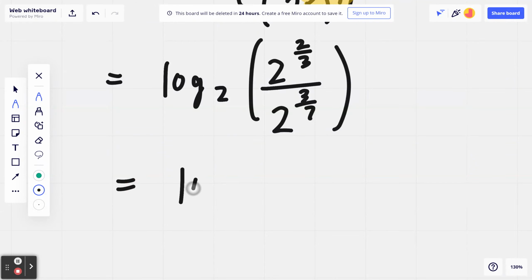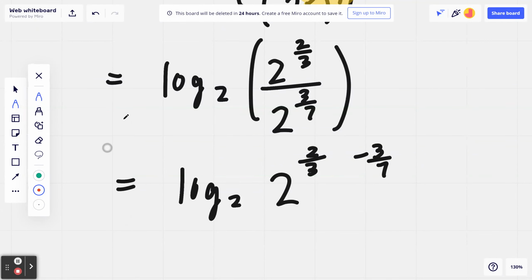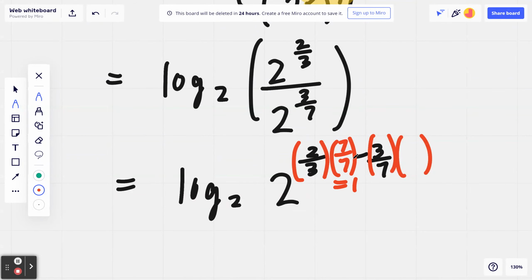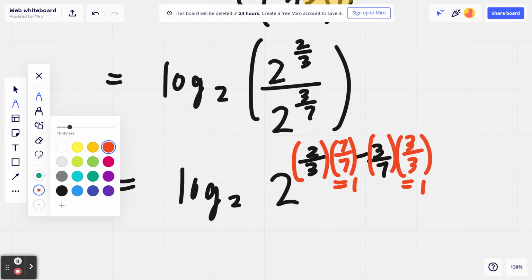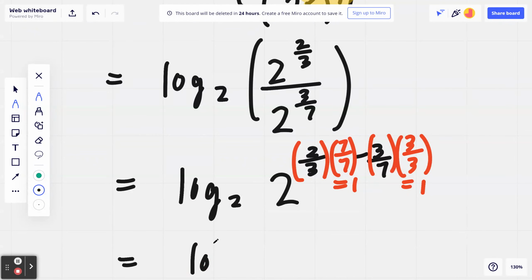Next, this equals log of base 2. When you divide with the same base, you subtract exponents, 2 over 3 minus 3 over 7. Now, to subtract them, you have to find a common denominator. In this case, the common denominator is going to be 3 times 7, which is 21. So you're multiplying the first fraction by 7 divided by 7. Likewise, you multiply the second fraction by 3 over 3. Effectively, you're multiplying it by 1. You don't change the value, but you do change the form.